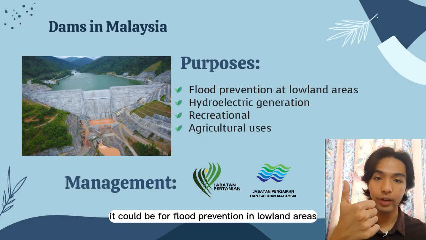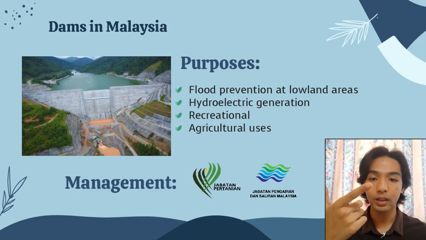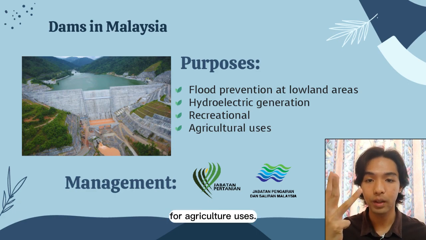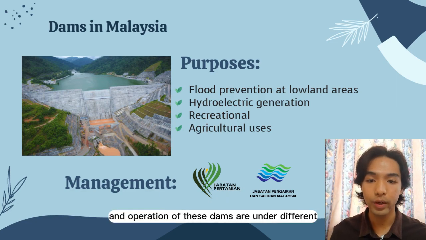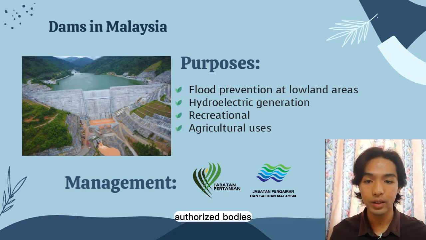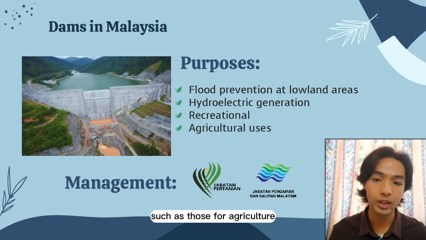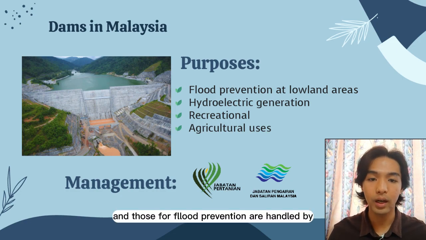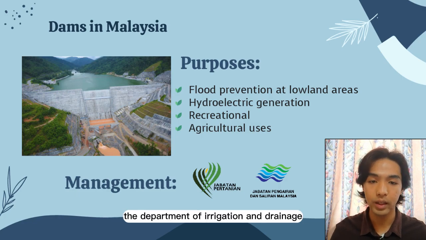It could be for flood prevention in lowland areas, hydroelectric generation, recreational purposes, and of course for agriculture users. The management and operation of these dams are under different authorized bodies, such as those for agriculture are handled by the Department of Agriculture, and those for flood prevention are handled by the Department of Irrigation and Drainage.